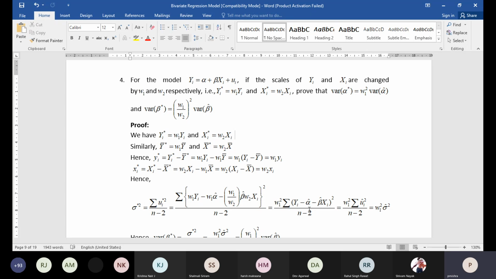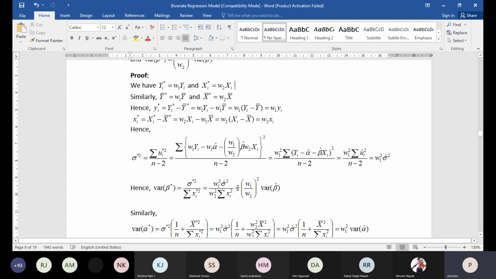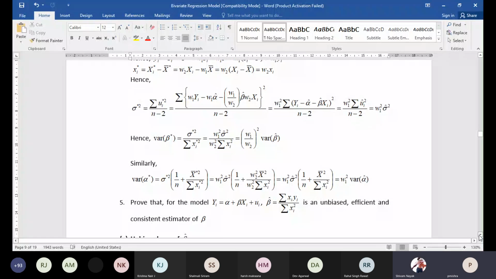Is it clear, Shivam? I think you had the doubt, no, Shivam? Yes, sir. Is it clear now? Yes, sir. So have you got both the expressions? Sir, I'm just solving for the variance of beta star and variance of alpha star. Sir, I am calculating the variance of beta star. Okay.